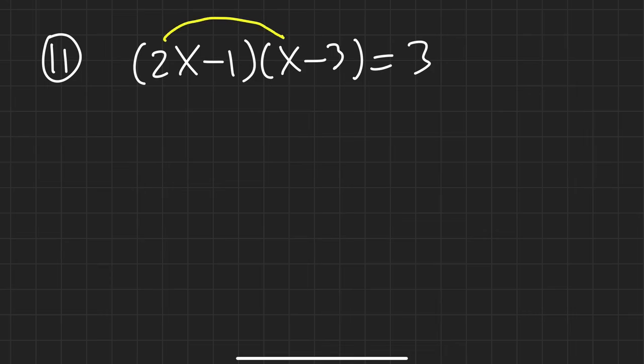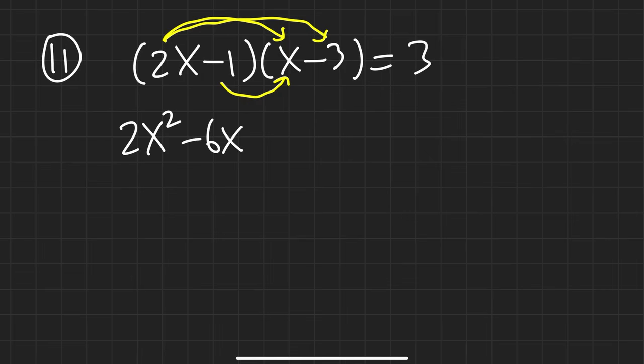All right, just two more. Number 11, here we go. 2x minus 1 times x minus 3 is equal to 3. It's not equal to 0. Oh my goodness, but it's okay. Let's just multiply this out. 2x times x is 2x squared. And then 2x times negative 3, that's negative 6x. Continue. Negative 1 times x is negative x. And then negative 1 times negative 3 is positive 3. And that's equal to 3.